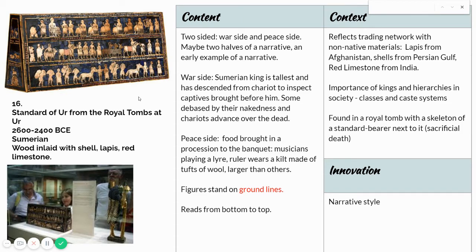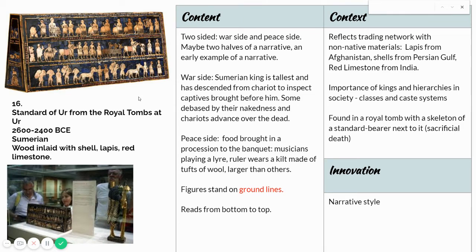Contextually, what this shows is the importance of kings and hierarchies in society. So we definitely have evidence of classes and caste systems, and that they're depicted pictorially through not just their size, but also, like I said, showing the nakedness and the debasement of people and enemies. So it's a real pictorial understanding of how people were grouped. This was found in a royal tomb. Okay, that's important to know, not just a tomb, but a royal tomb.